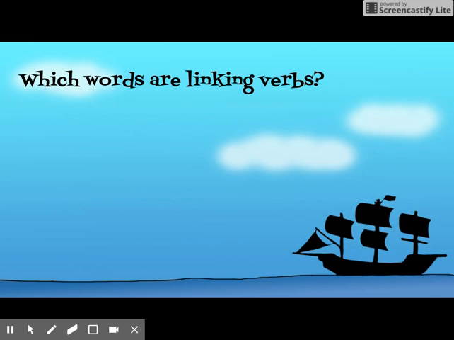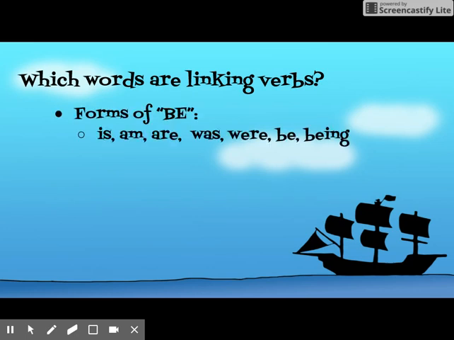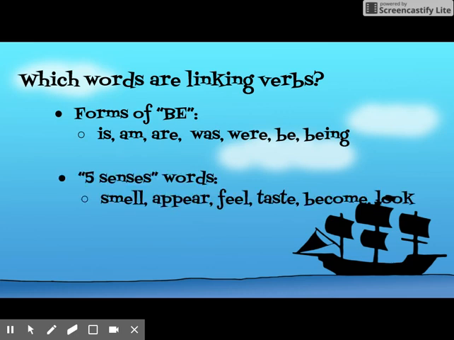So which words are linking verbs? The forms of be, which is, am, are, was, were, be, being, and the 5 sense words, smell, appear, feel, taste, become, look. And you want to be really, really careful with the sense words because they can be an action or they can be a linking verb. So you really want to look at the context or the words surrounding it.